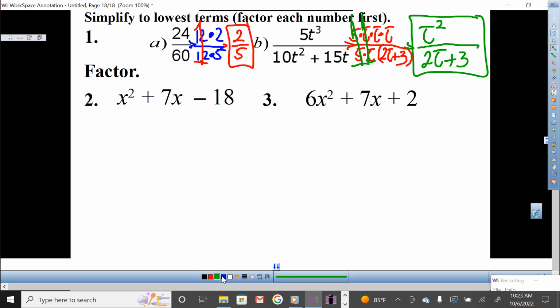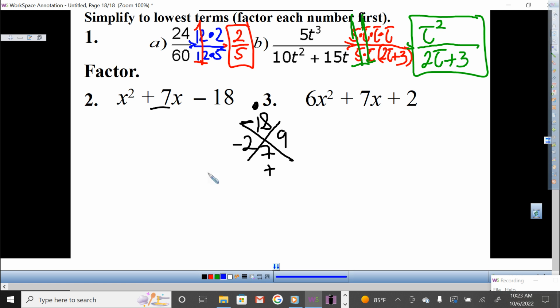Here we go. So how do we factor this? What goes on top? 1 times negative 18 is negative 18. What goes on the bottom? The 7. What two numbers multiply to give me negative 18 that when you combine them give us 7? Negative 2 and 9. Negative 2 times 9 is negative 18. Negative 2 plus 9 is 7.